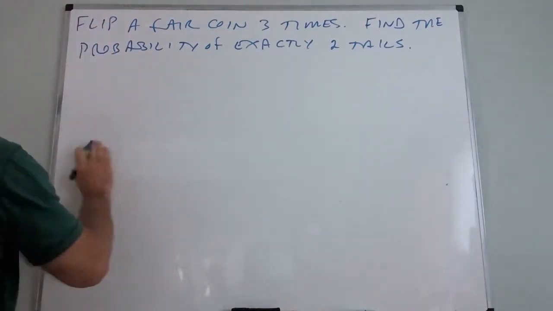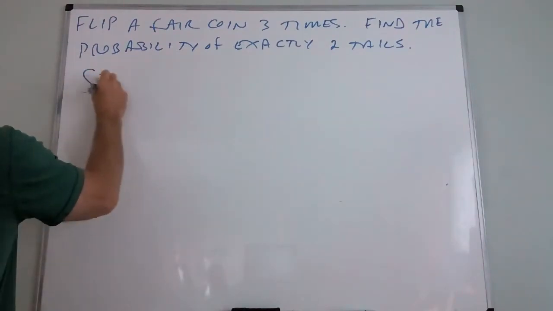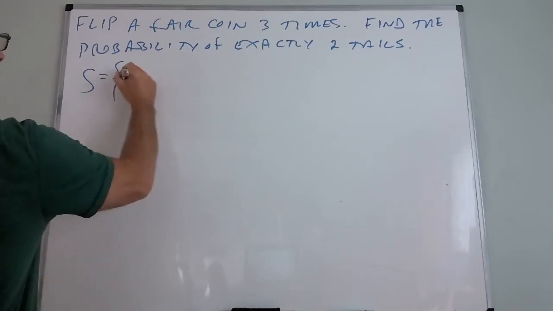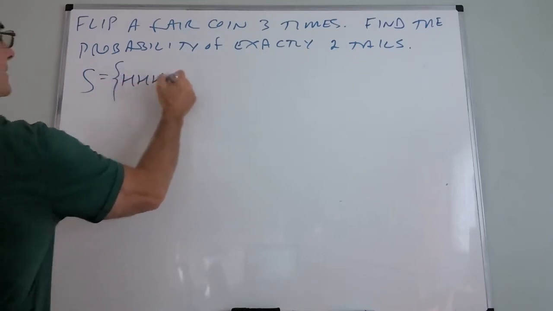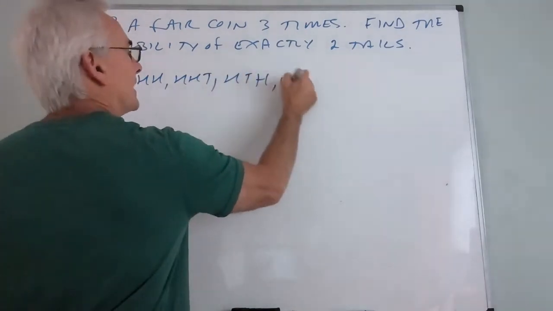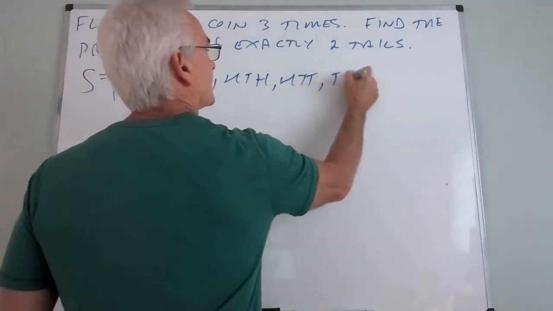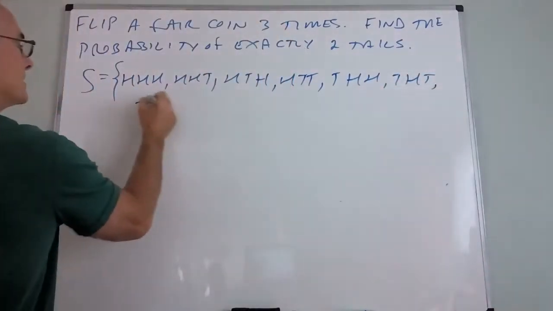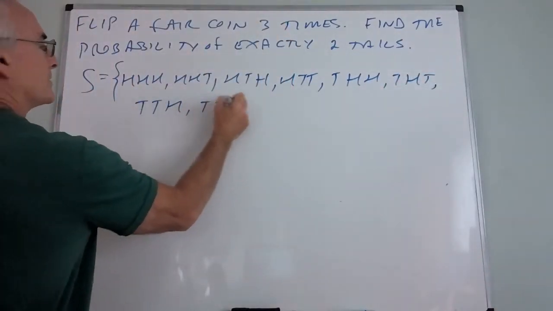So the first thing we're going to do is list the sample space S. I'm going to flip a coin three times. What are my possible outcomes? It looks like this: HHH, HHT, HTH, HTT, THH, THT, TTH, TTT.